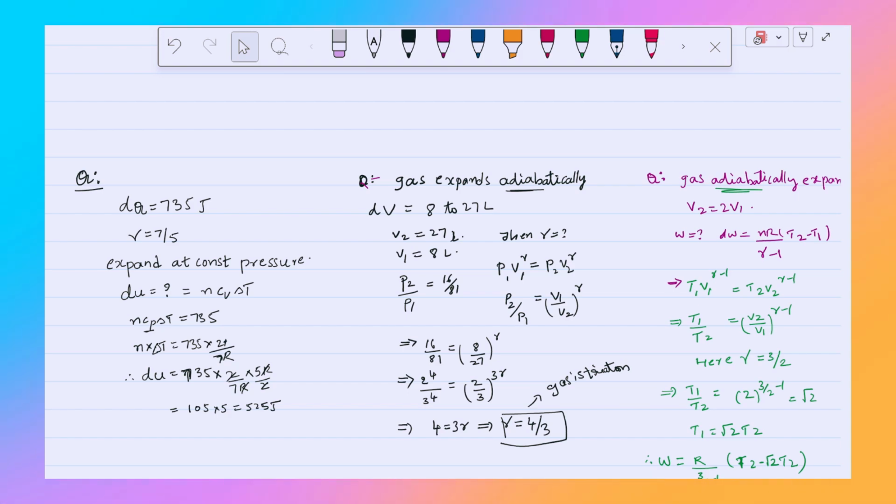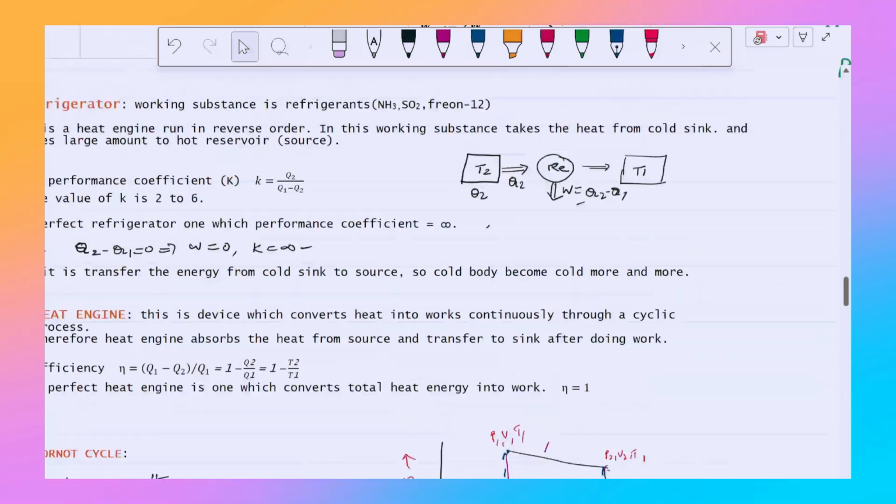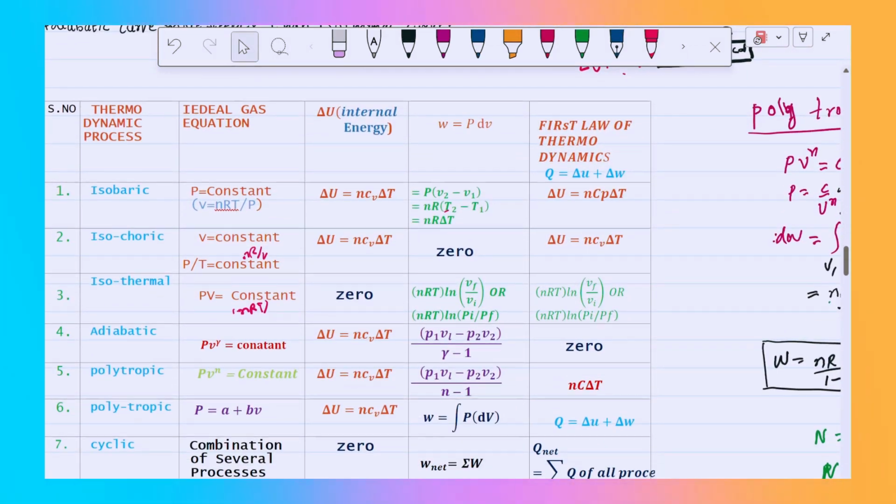and logic. So already yesterday in previous class, I explained about the process. So this table is very important to solve the problem related to thermodynamics.